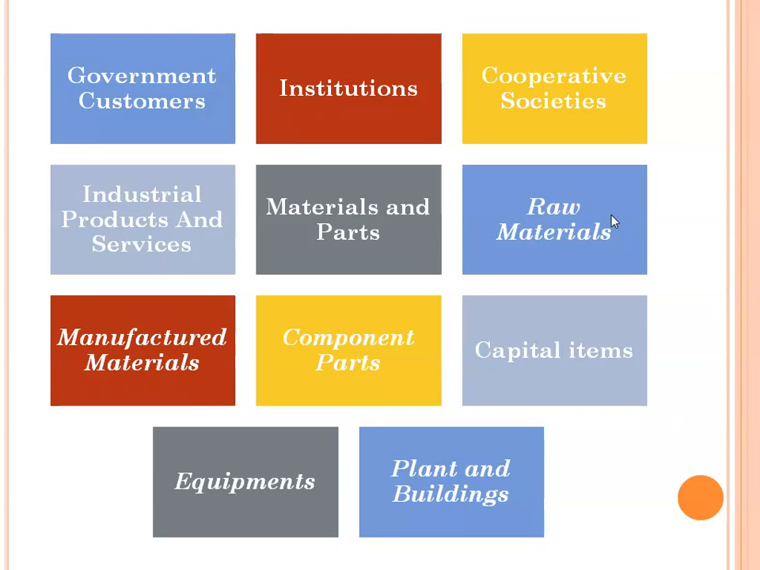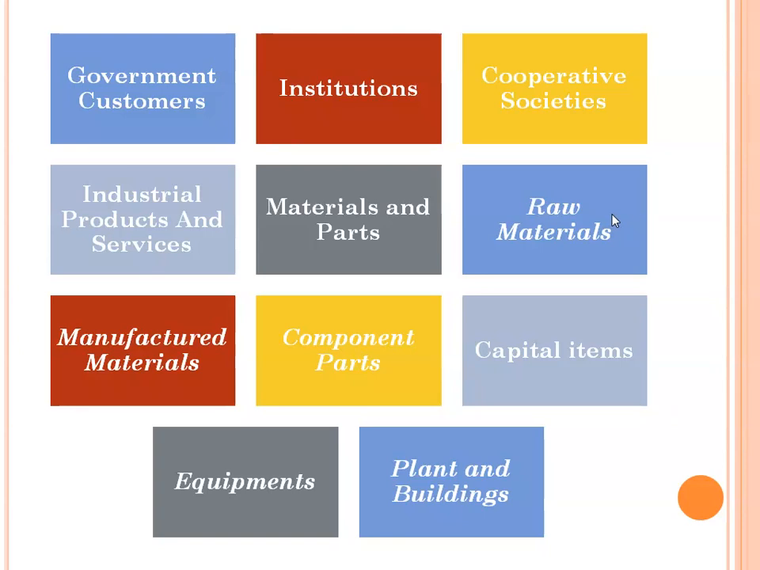Then cooperative societies. An association of persons forms a cooperative society. It can be manufacturing units such as cooperative sugar mills or non-manufacturing organizations such as cooperative banks and cooperative housing societies. They are also part of industrial customers. Now, what are industrial products and services? Industrial products and services can also be classified into broad groups like materials and parts, then capital items, then various types of supplies and services. So we will discuss them.